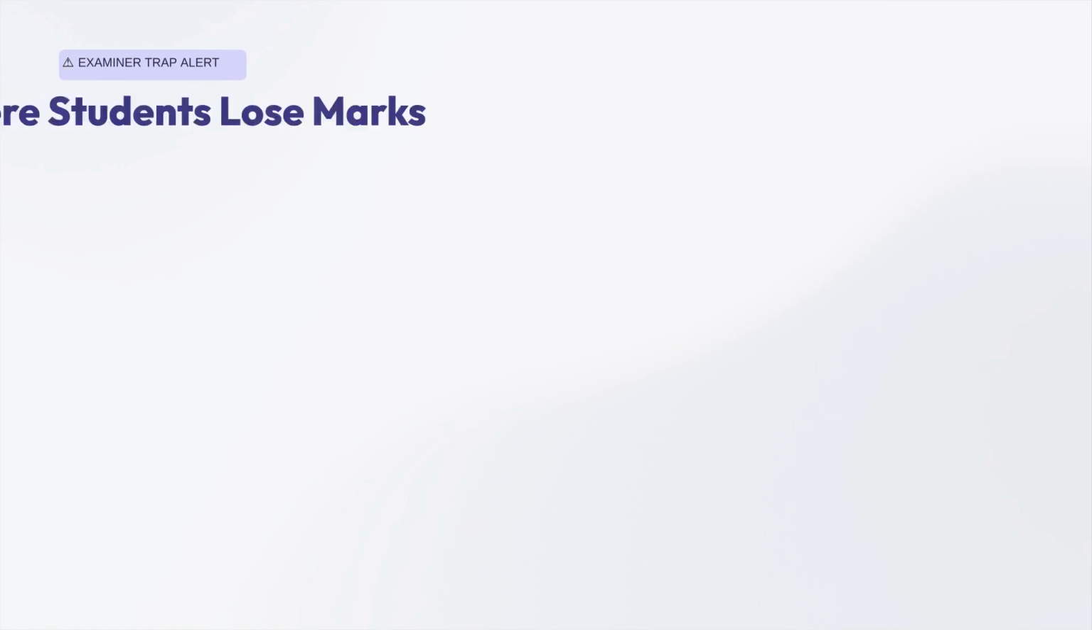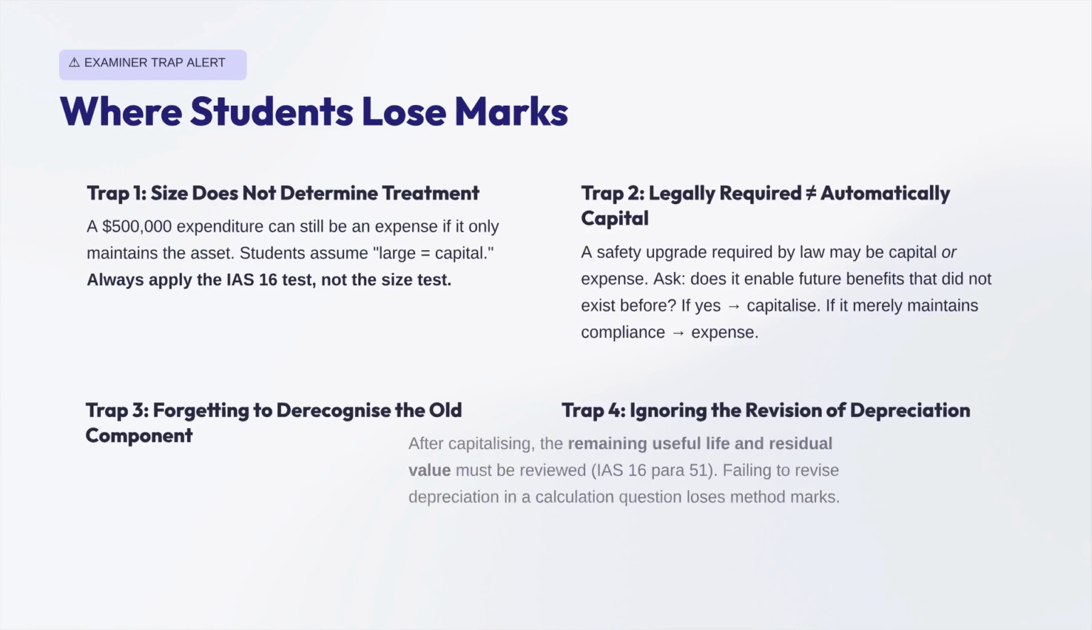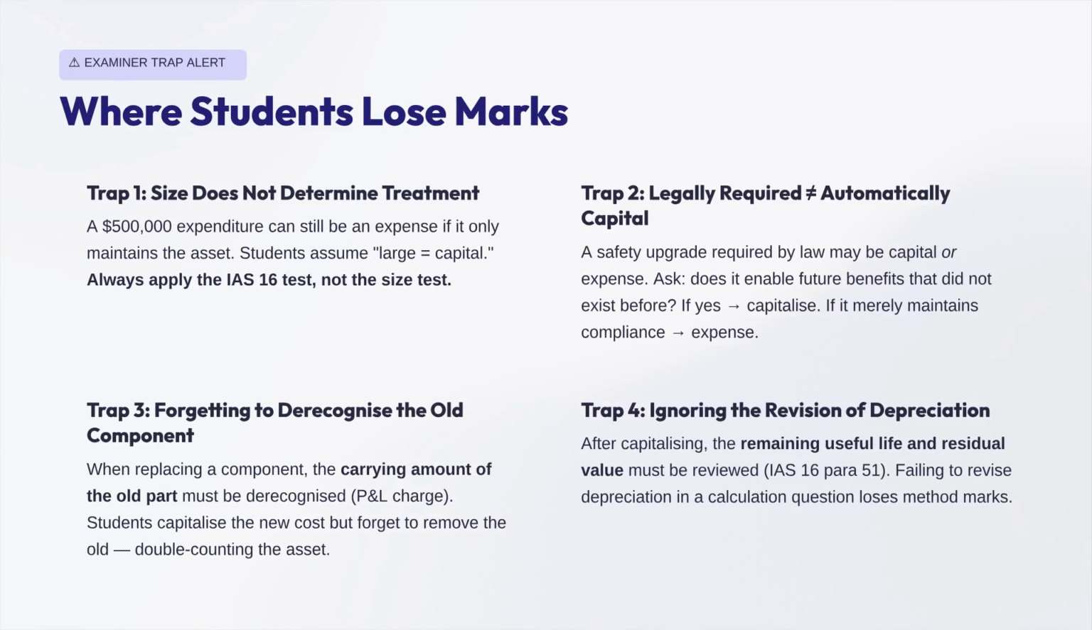Let's talk about the examiner traps, the predictable places where students lose marks. There are 4 to watch for. Trap 1. Size does not determine treatment. A $500,000 expenditure can still be an expense if it only maintains the asset. Students assume large equals capital, but always apply the IAS 16 test, never the size test.